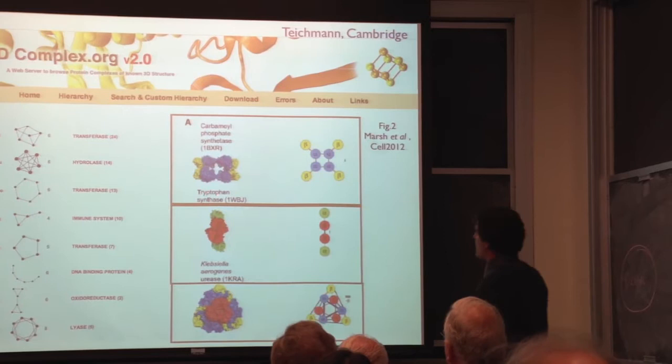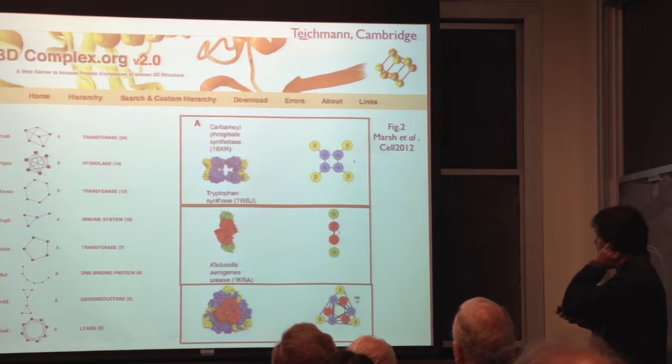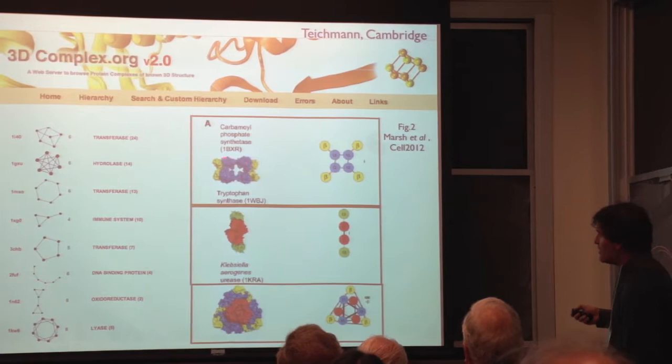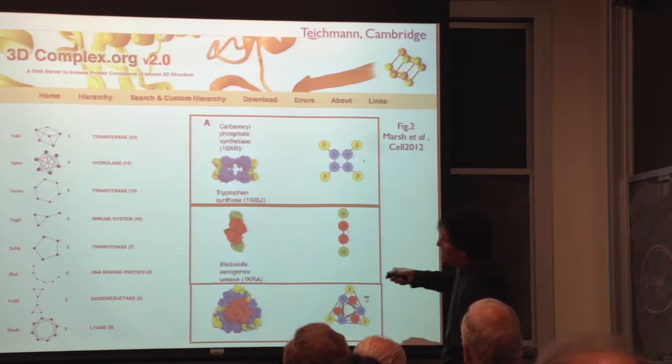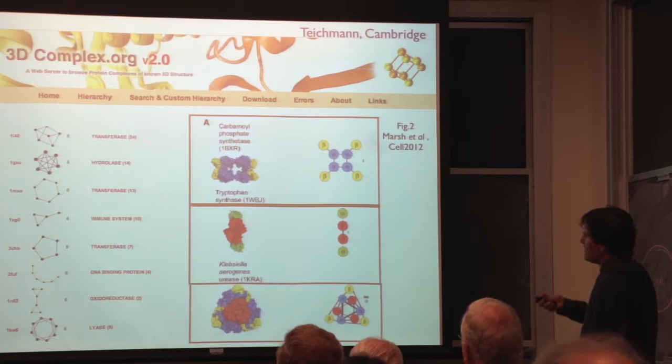There's this very nice database that Sarah Teichmann from Cambridge put together in the last couple of years, called 3D Complex, in which she basically curated the protein complexes. These are structures made out of different types of proteins. The blue is one and the yellow is another. She made a database of all of the different graphs that come out of those, and did her best to estimate, based on whatever experiments, what the strengths of the interactions were. And there's just a huge number of different things that basically do this.